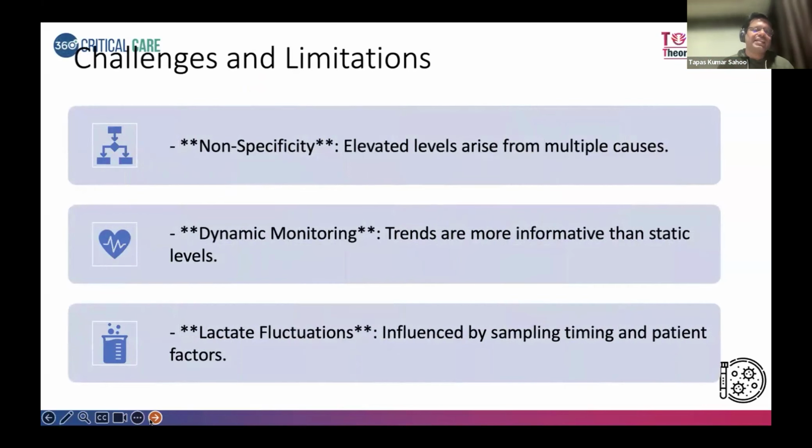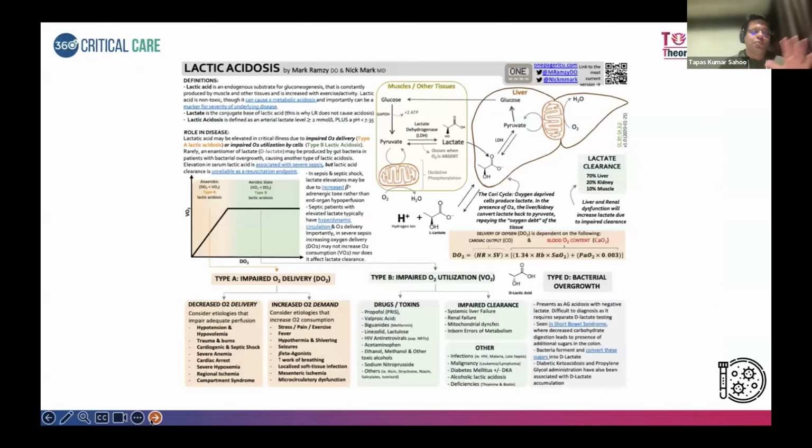Now there are certain challenges and limitations of lactate physiology. It would be highly non-specific. Elevated levels can be due to multiple causes. You need to go for trend or dynamic monitoring, and lactate fluctuations are influenced by the sampling, timing, and patient factors. And this is a one pager.